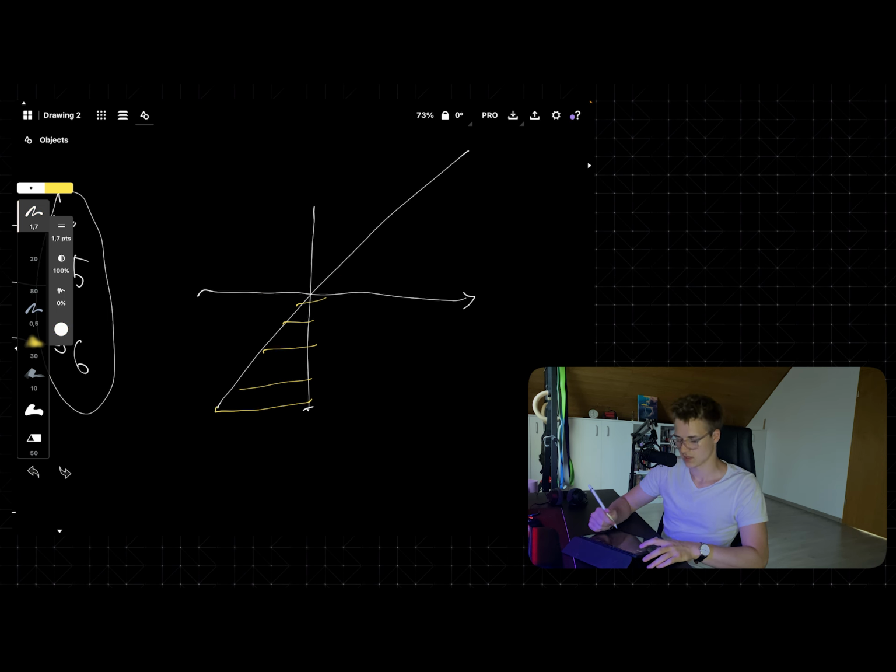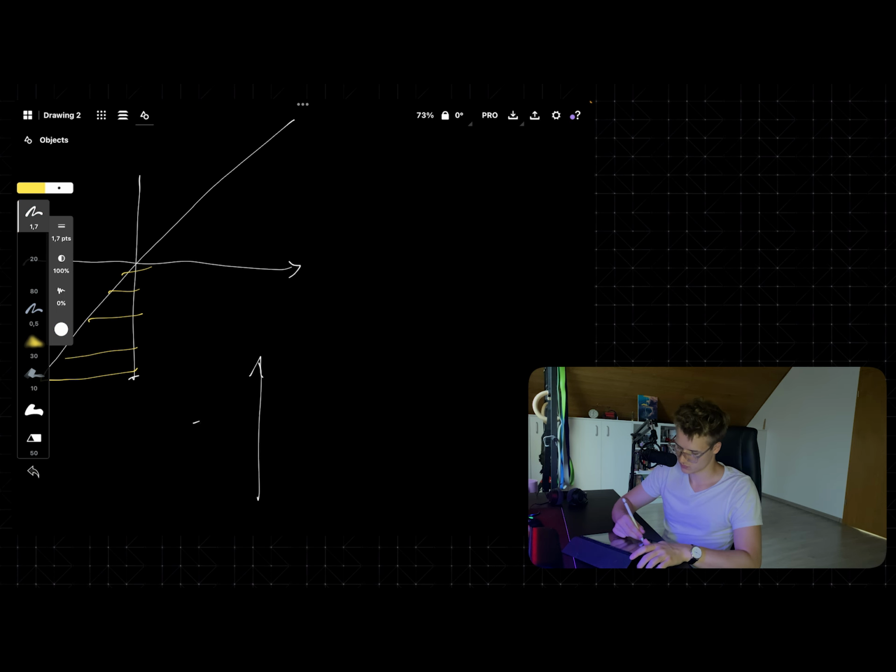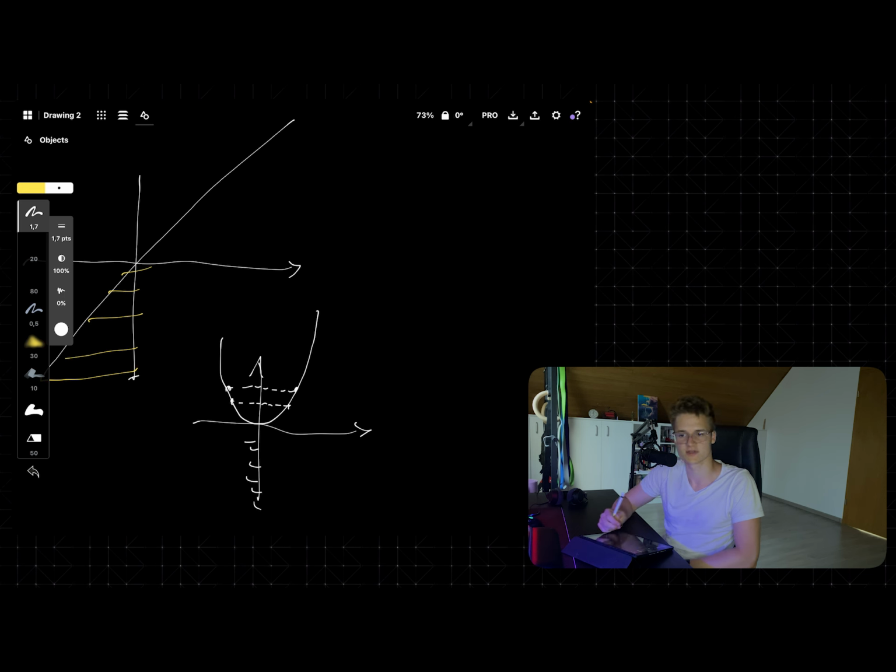Now, this, for example, would be a not injective graph. Why is it not injective? Well, it hits the same height point 2 times. See? And it's not surjective because it doesn't hit these negative height points. Okay? So that's what it means that a graph is surjective, injective, or bijective.